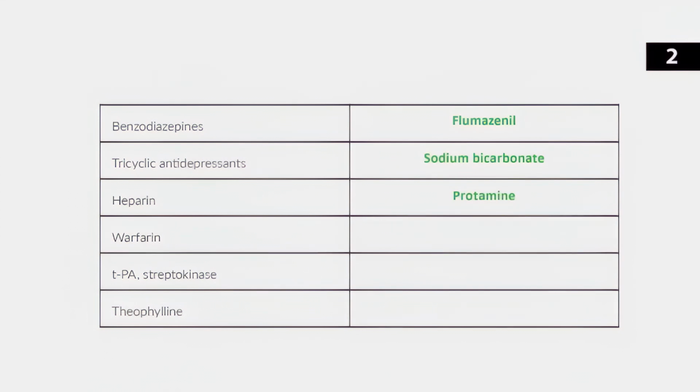For warfarin, it's going to interfere with your liver's ability to make those vitamin K dependent coagulation factors. So the reversal agent is just vitamin K, but it's going to take a lot of time for that vitamin K to start working. So if you need to immediately reverse warfarin, then you just need to give fresh frozen plasma. That's going to replace all of those coagulation factors that the patient is deficient in. Next, we have TPA and streptokinase. The reversal agent is going to be aminocaproic acid.